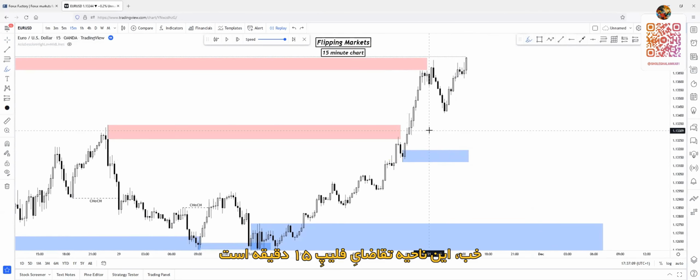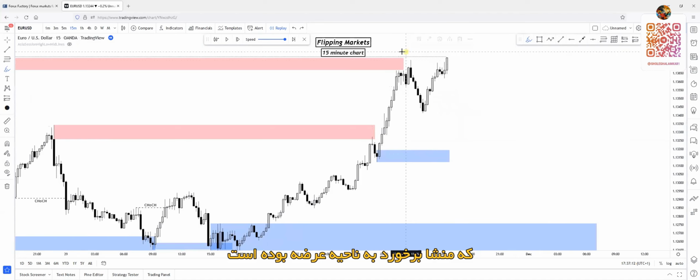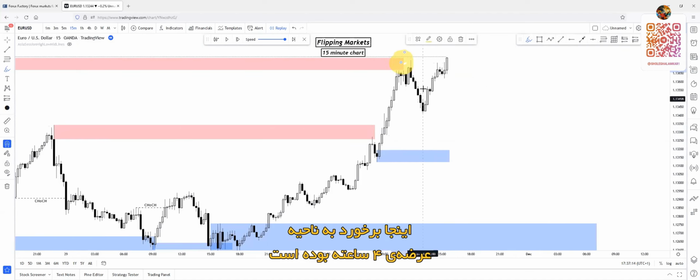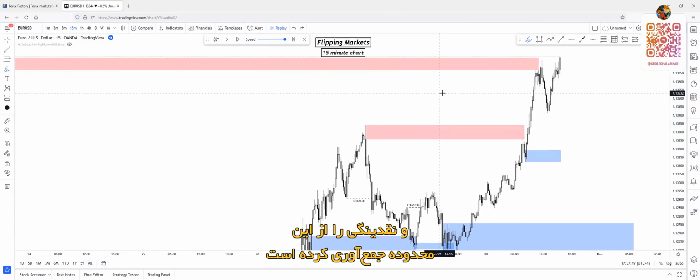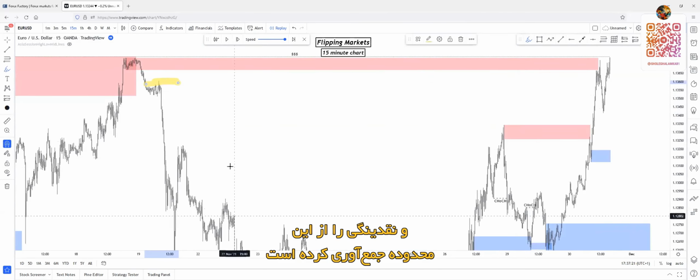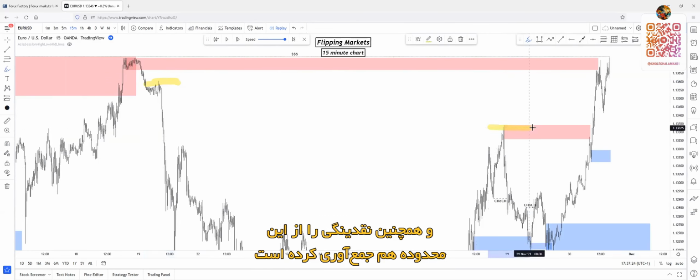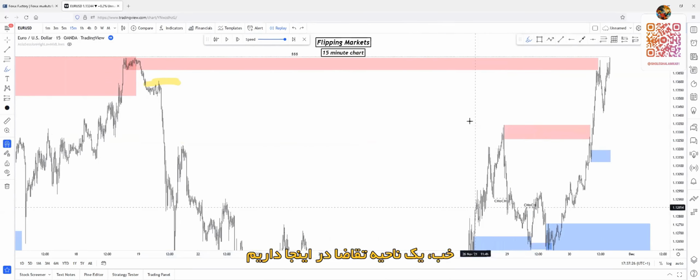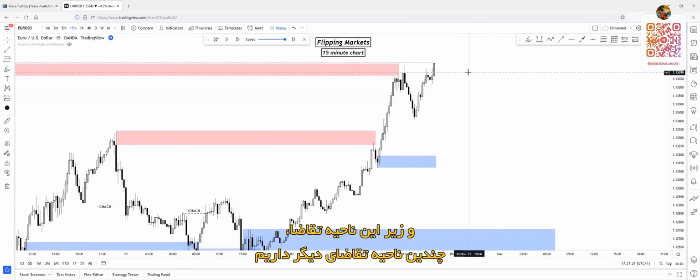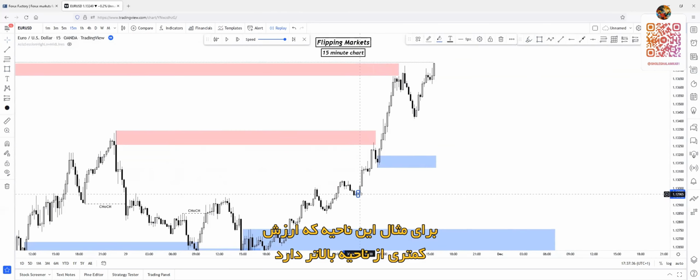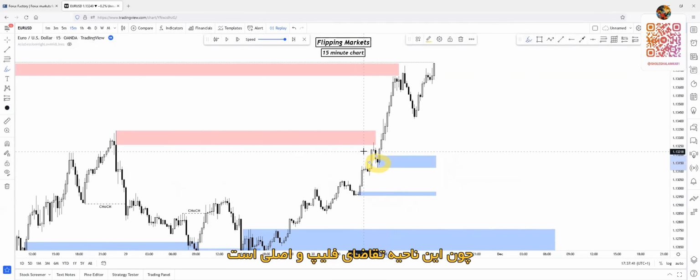This is the 15-minute demand flip zone that caused the top of the 4-hour supply zone. As you can see, this was the top of the 4-hour supply zone, and it happened with a huge inefficient push to the upside. And it actually swept liquidity from this region, and also from this region. So yeah, we have this demand zone right here. And below this demand zone, we can find several demand zones. For example, this one, but this isn't as valuable as this one because this is the flip zone. This is the major demand zone.